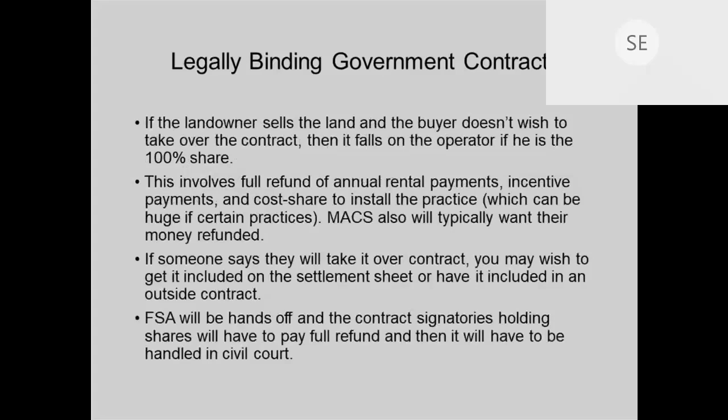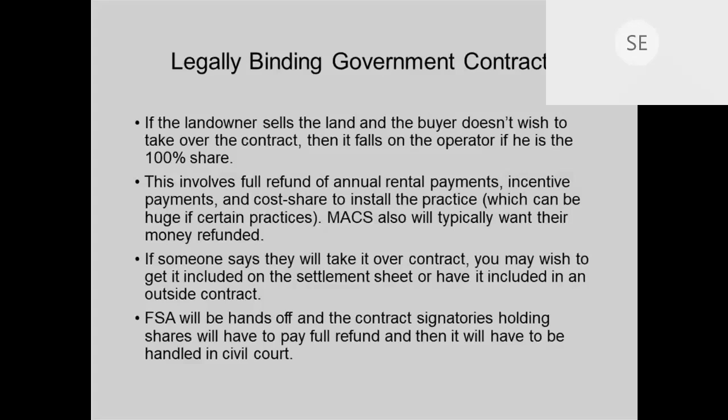So we just want people to understand the expectations of the program and make sure that it's a good fit for them. So in that vein, we have to share the pros and the cons. So if you have a landowner who sells the land and the buyer doesn't want to take over the contract, then it falls on the operator if they're the 100% share. So if the operator has 100%, landowner has 0, and the owner sells it midway through the contract, in our world, the owner walks away scot-free, and we're going after the operator for that money back. So like I said, that involves the full refund.